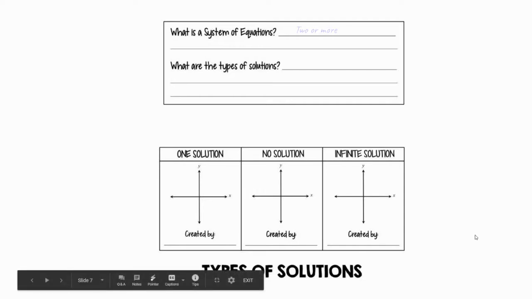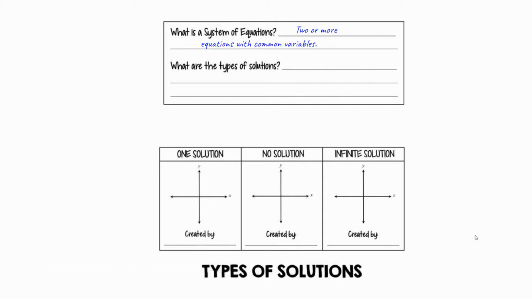So what is a system? Let's define it. It's two or more equations with common variables. So that's it. We've been looking at equations that are just one. We've had one equation. Well, now we're looking at two at the same time. And they have to have common variables, which means you can't have one equation that has x and y and another one that has, I don't know, a and b as variables, because they're not the same things. They have to have the same variables. So pause the video and go fill this in your journal right now.